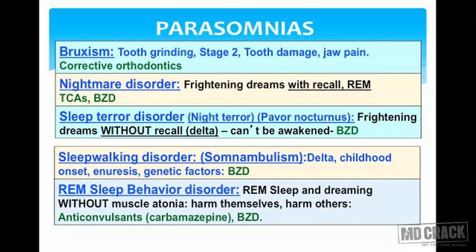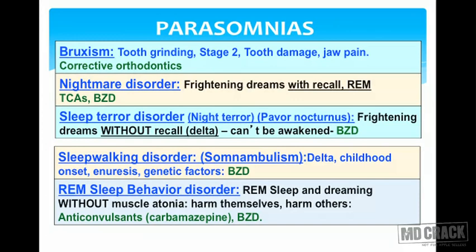We go to the next row, and the next row is speaking about somnambulism or sleepwalking disorder. Please remember, it happens during delta sleep, maybe stage 3 or stage 4. The onset of this sleepwalking may be during childhood. It may be associated with enuresis, and there may be genetic factors involved in the pathophysiology of somnambulism. Again, the drugs which are going to be useful are benzodiazepines.